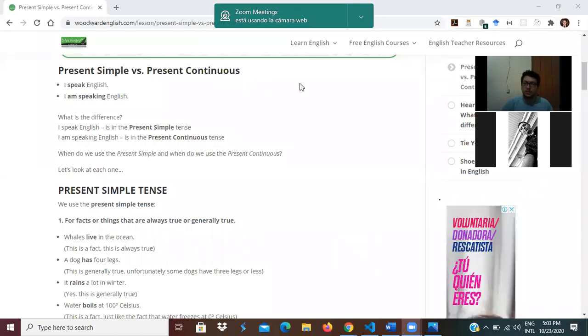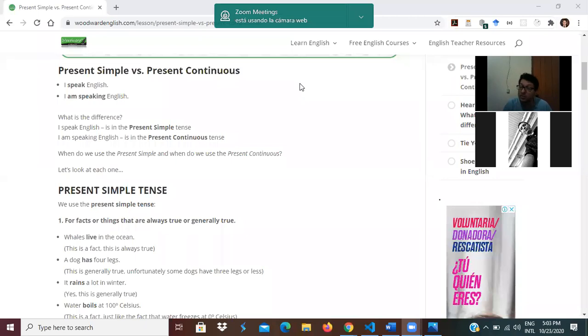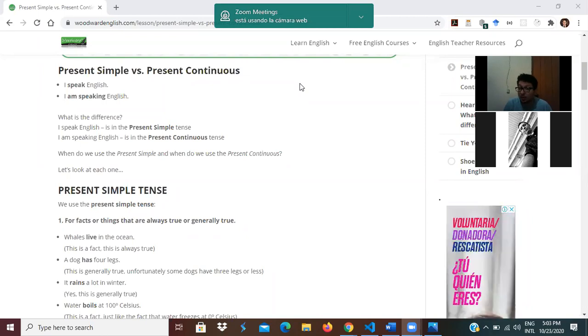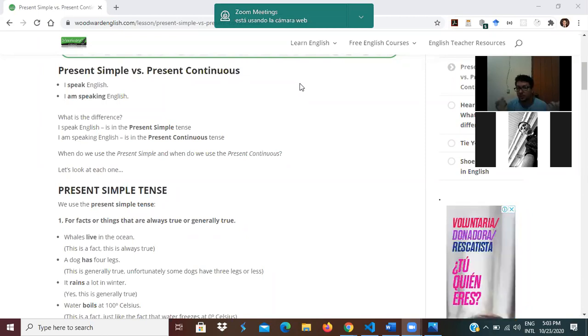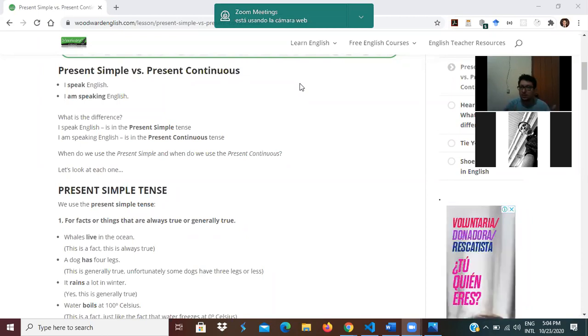Okay, so let's start. Today we're going to see simple present. We already know what it is, but we're going to see present continuous. I'm also going to explain the difference between simple present and present continuous, because sometimes people get confused at the time to use them.